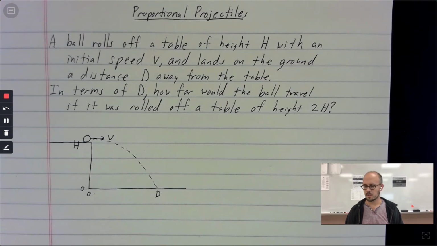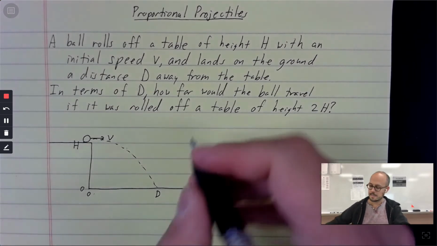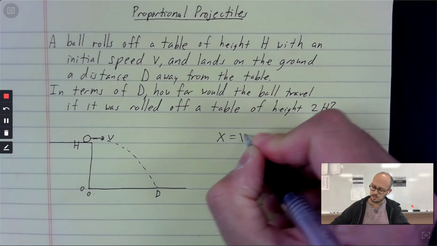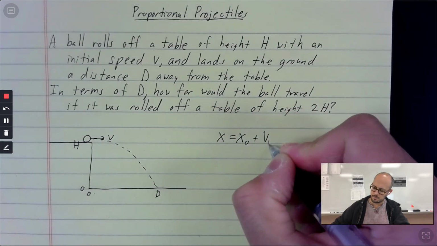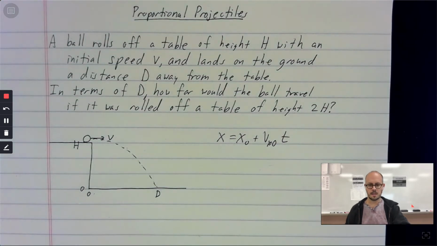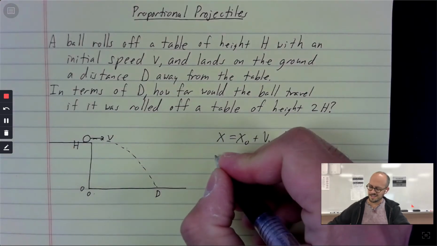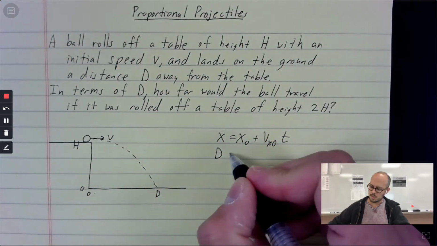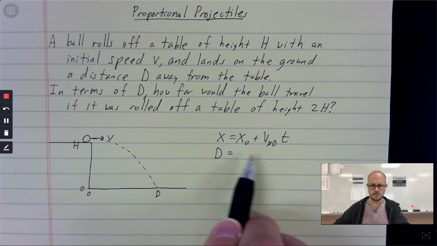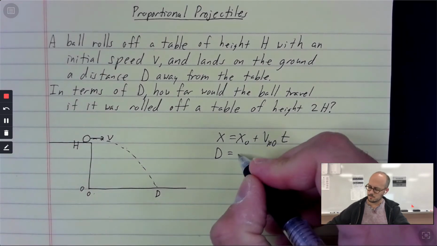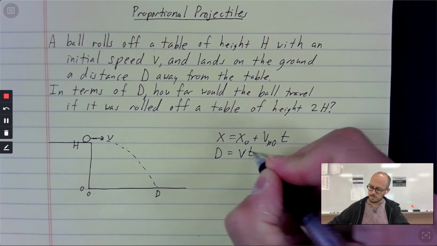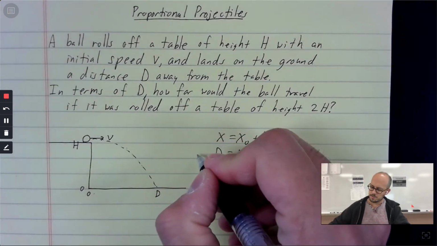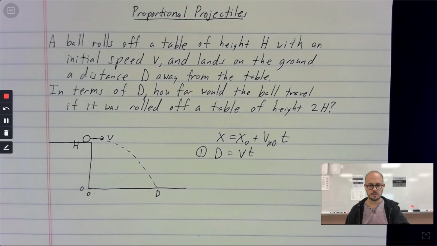So the first thing I'm going to do is get some of these variables in here and put them with the letter D. I'm going to analyze the horizontal motion of this projectile first. And so we have constant velocity motion. That distance D I have set up as x in my equation. I've also set up x naught to be 0. So really the distance is the velocity v times the amount of time it spends in the air. We'll say that's equation number 1 that I'm going to just keep in my pocket for now.